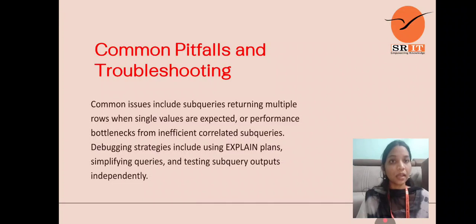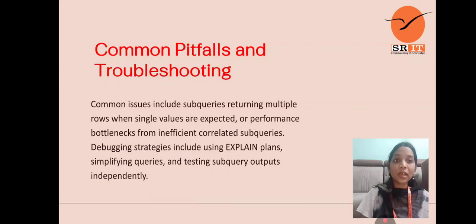Common pitfalls and troubleshooting. Common issues include subqueries returning multiple rows when single values are expected, or performance bottlenecks from inefficient correlated subqueries. Debugging strategies include using explain plans, simplifying queries, and testing subquery output independently.